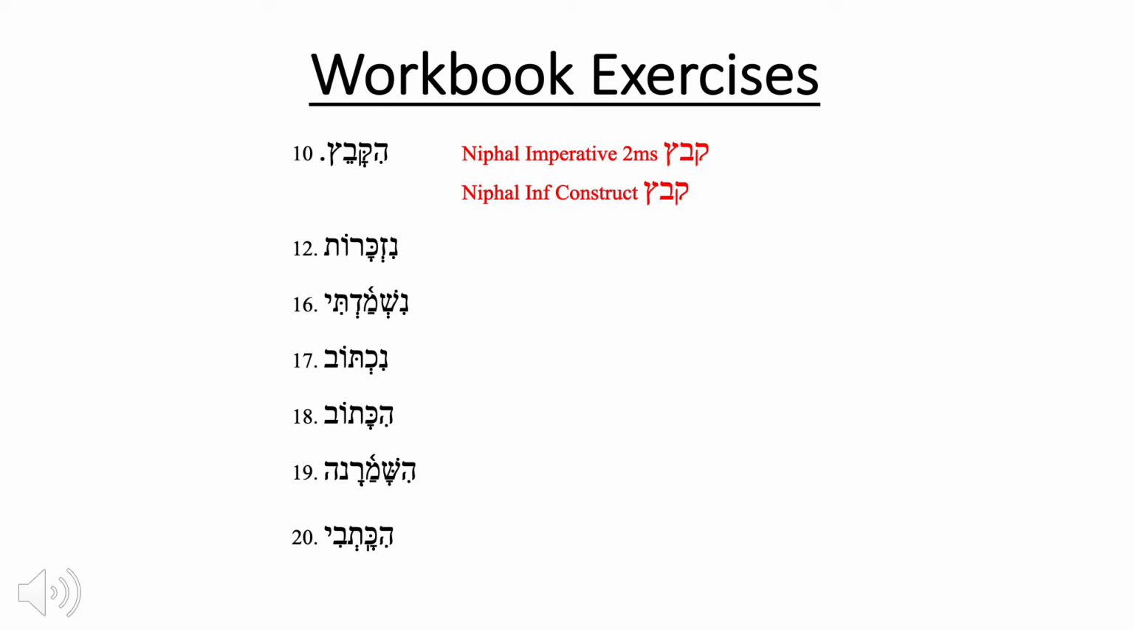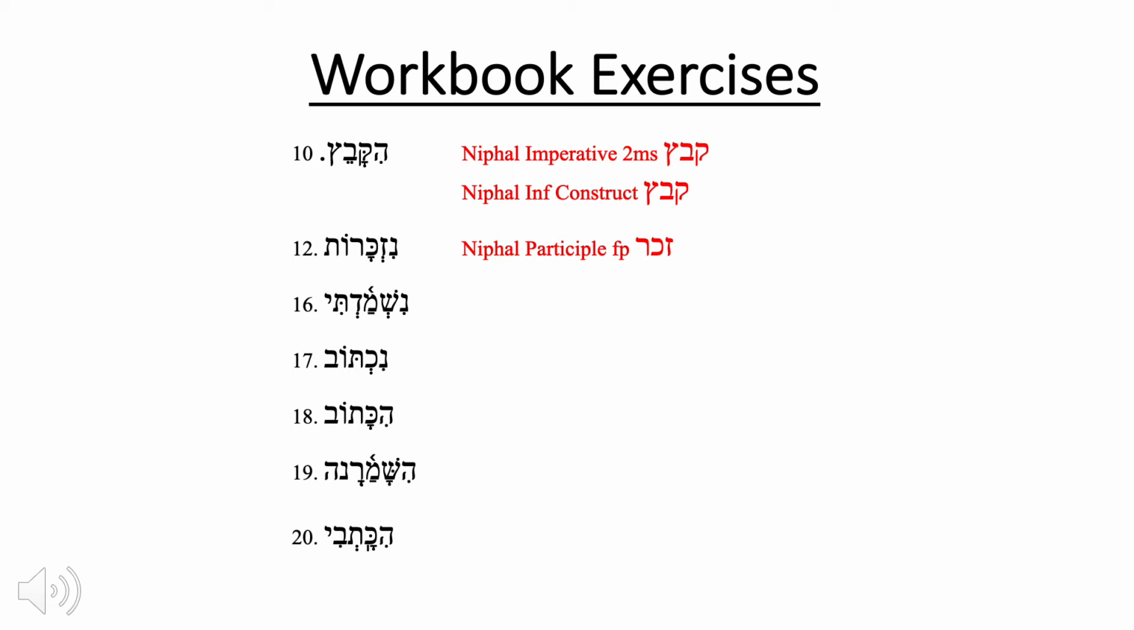Okay, let's move on to number 12. How would we parse 12? The giveaway for number 12 should be the ot at the end. This tells us that we're dealing with a feminine plural noun, or in this case, a nounal verb, a participle. Again, this is a nifal participle. You see the qamets underneath the qof there. So we have a nifal participle feminine plural from zakar.